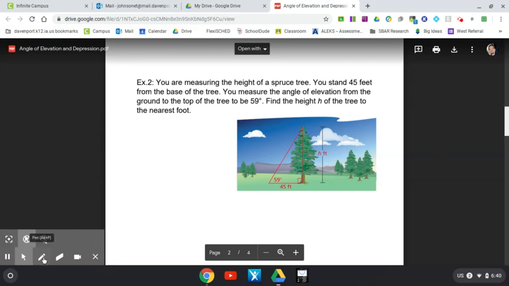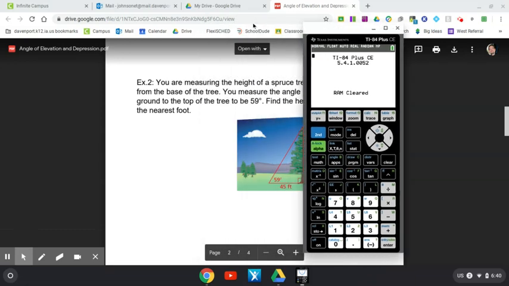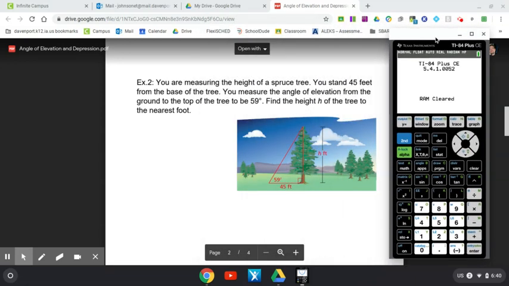So, pulling up our graphing calculator, because we will need this for our trig. Remember, we need to go into mode. We need to go down and over to degree, hit enter, and then second mode to quit.